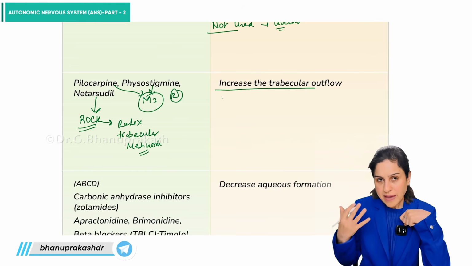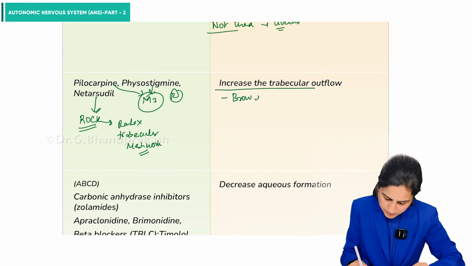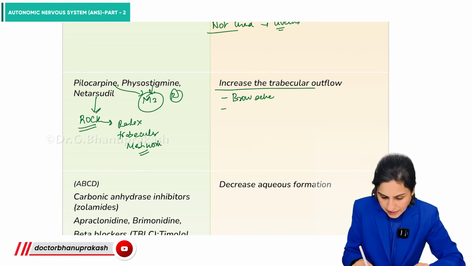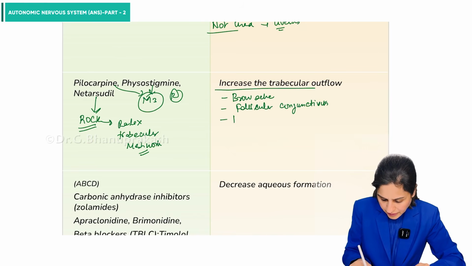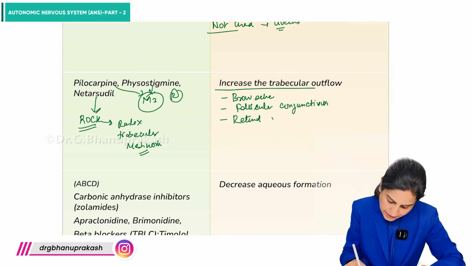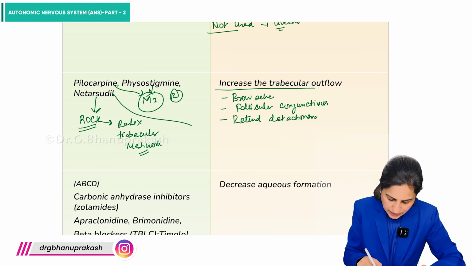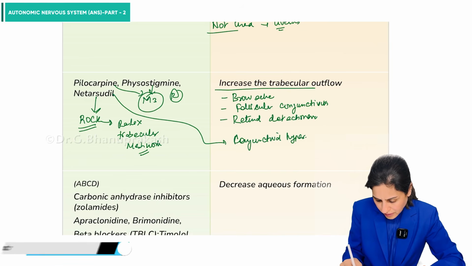These miotics like pilocarpine and physostigmine can lead to brow aches and headaches. They can also lead to follicular conjunctivitis. Then, because of the ciliary contraction, they can cause retinal detachment. Now, netarsudil can lead to conjunctival hyperemia.